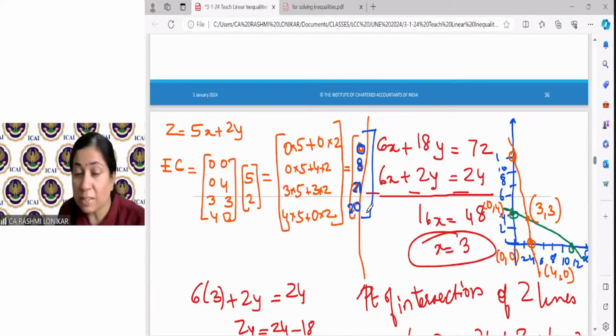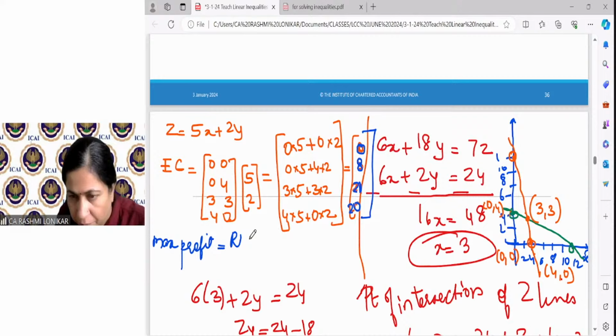So where is the maximum profit? Maximum profit is how much? 21. And when does that happen? 1, 2, 3. That is when x is equal to 3 and y is equal to 3. When I manufacture this, I will get maximum profit.